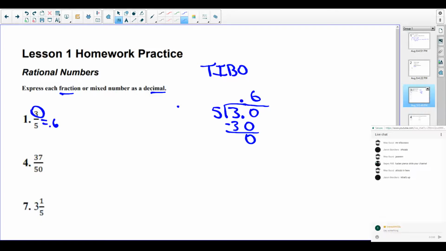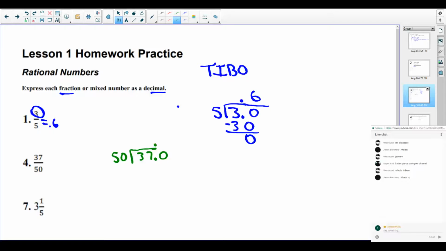Alright, so the next one, 37 out of 50. We can do this the exact same way. So we can say 37 goes on the inside. 50 goes on the outside. 50 can't go into 37, so again we add a decimal, and a 0.